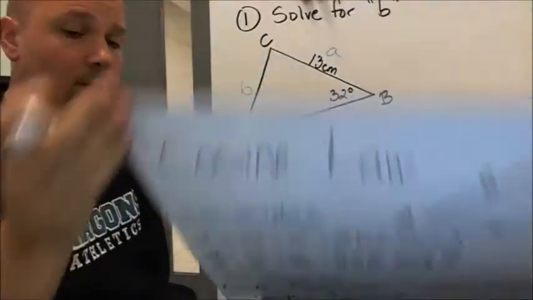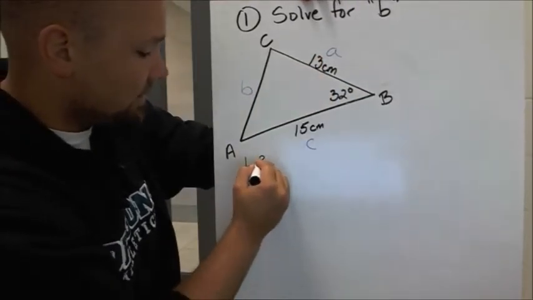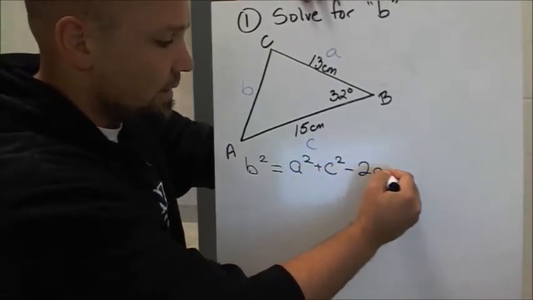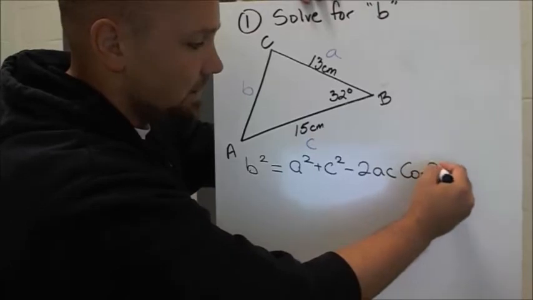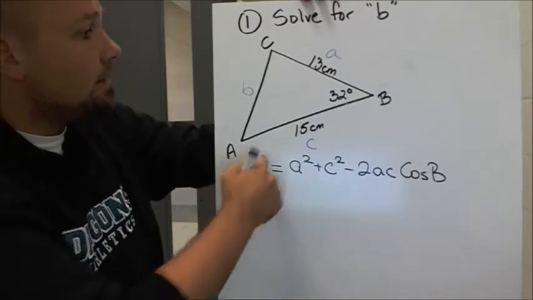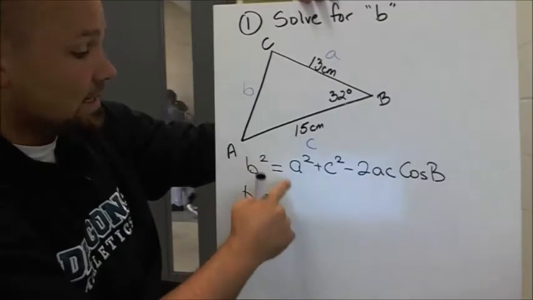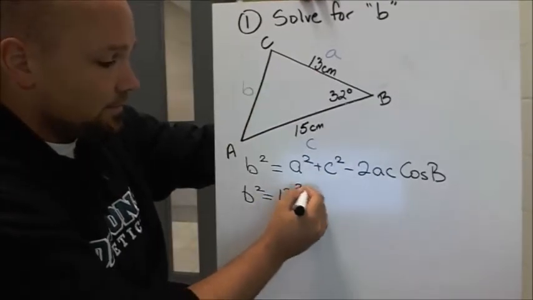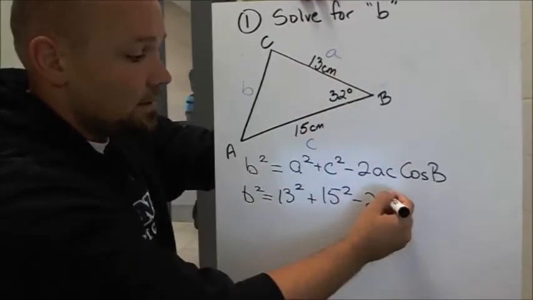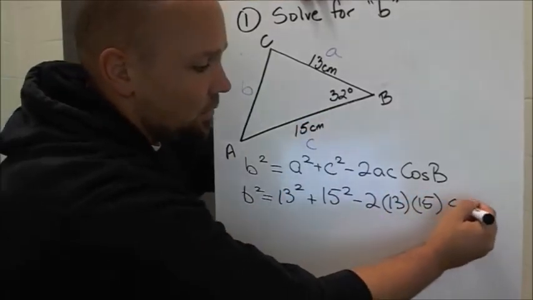So let's copy that formula out. The formula we're going to use is b squared is equal to a squared plus c squared minus 2ac cos b. That's a formula you'll be given; you'll just have to choose the right one. And now we can fill in the letters that we know. So b squared is 13 squared, plus c squared, so 15 squared, minus 2ac, and then cos b.